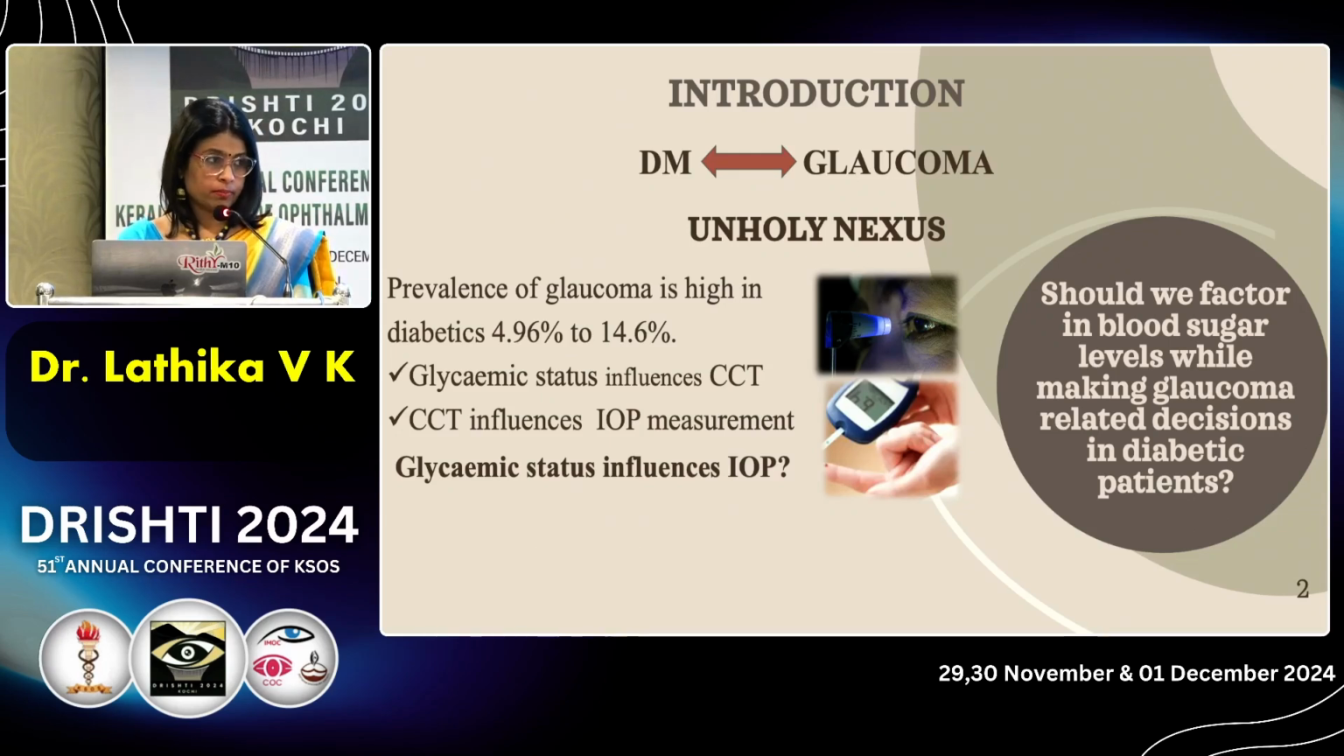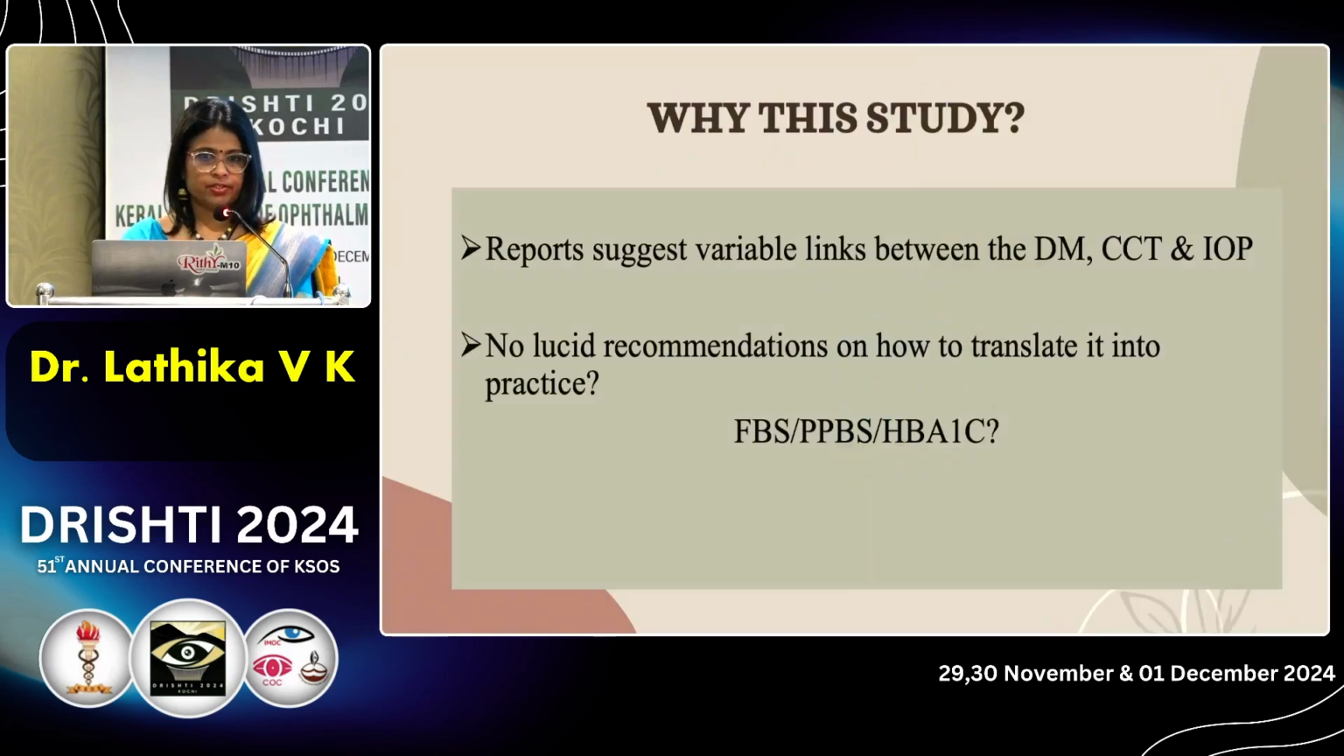But the question that nagged us was, having known all this, are we actually factoring in this knowledge for the benefit of patients? Are we considering blood sugar levels while making glaucoma-related decisions in diabetic patients? This is what prompted us to do this study, because the reports suggest variable links between these three parameters, and there are no lucid recommendations on how to translate it into practice, whether it is the FBS or the PPBS or the HbA1c that we should be looking at.